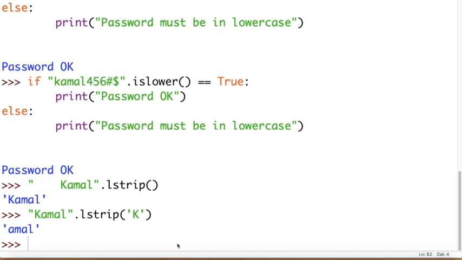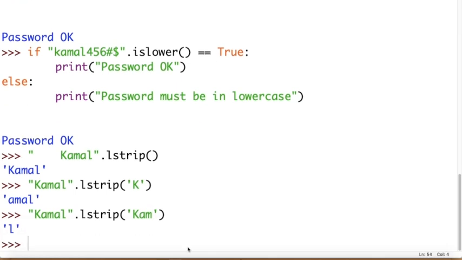Similarly, you can have things like this one also. So you can write here KAM. Now what happens? The whole KAM is being removed, right? It is lstripping KAM, and hence it is giving L only, right? Now KAM, wherever it is matched, that particular part is being removed, right? So this is lstrip.